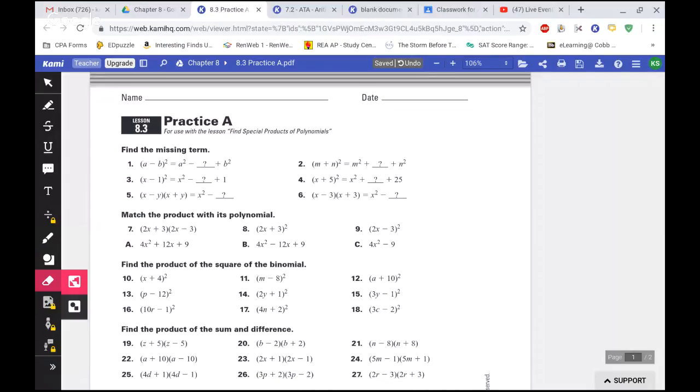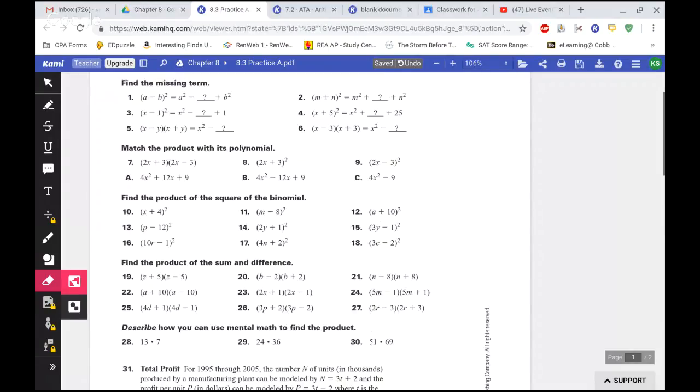Number 19. Do you feel pretty good about 10 through 18, or would you like me to review those? Or at least start them? On 19, please. Yes.